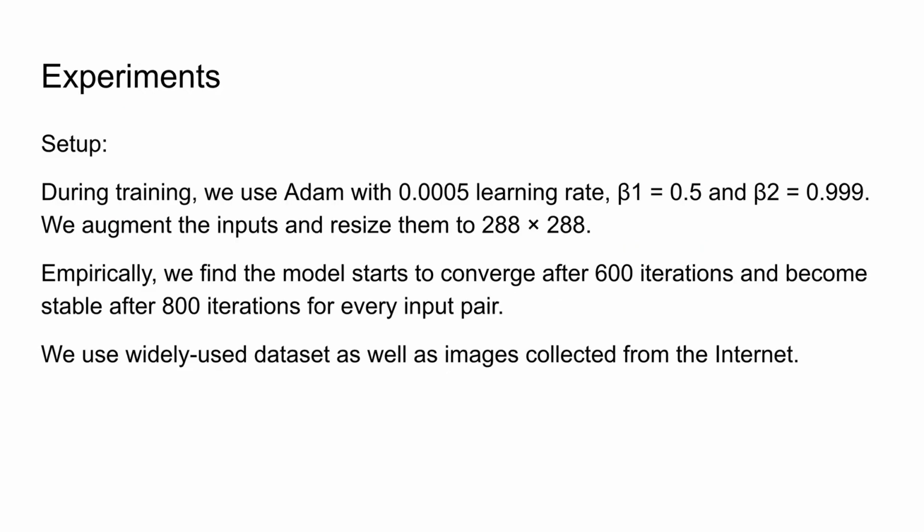Now, we will talk about the experimental setup. During training, we use ADAM with 0.0005 learning rate. Beta 1 equals 0.5 and beta 2 equals 0.999. We augment the inputs and resize them to 288 by 288. Empirically, we find the model starts to converge after 600 iterations and becomes stable after 800 iterations for every input pair. We use widely used datasets as well as images collected from the internet.